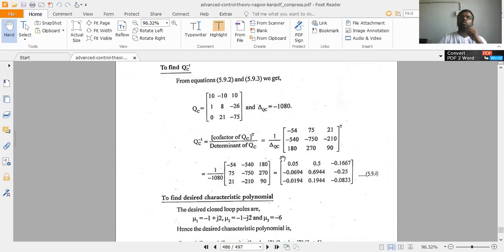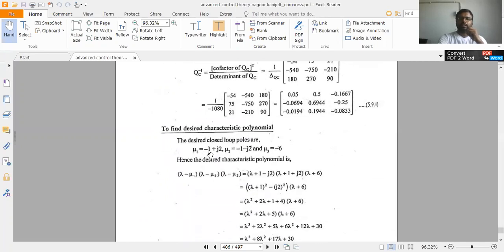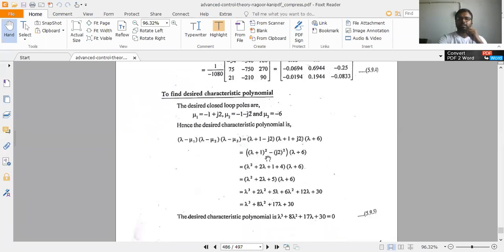After that, we have to equate the desired characteristic equation with the closed loop poles we are having, that is mu1, mu2, and mu3. Mu1 is equal to -1 plus j2, mu2 is equal to -1 minus j2, and mu3 is equal to -6. Therefore, the desired characteristic equation is obtained with lambda minus mu1, lambda minus mu2, and lambda minus mu3. So, lambda plus 1 minus j2, lambda plus 1 plus j2, lambda plus 6.